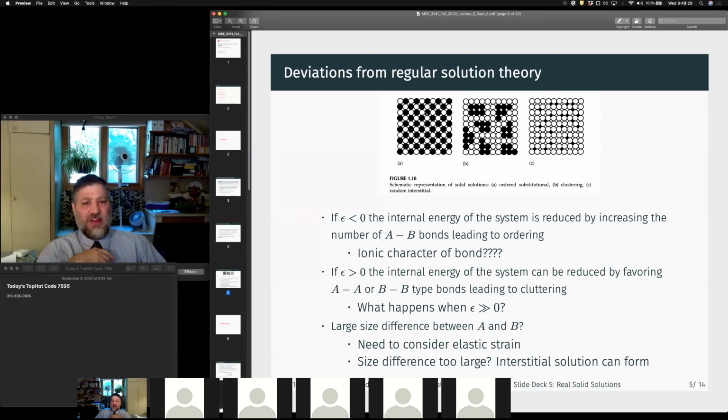We can have intermetallic phases that form, or oxides or nitrides in a metal that are ceramics. We could also have metal inclusions in an ionic system, which is more rare, but it does happen. If our deviation in bond energy, our epsilon term, is positive, we get clustering. And then we can also get complete phase separation. This clustering is really, really important in a lot of systems.